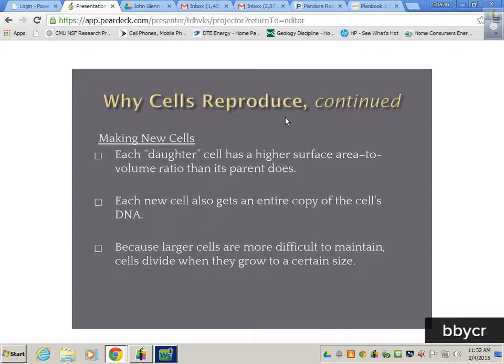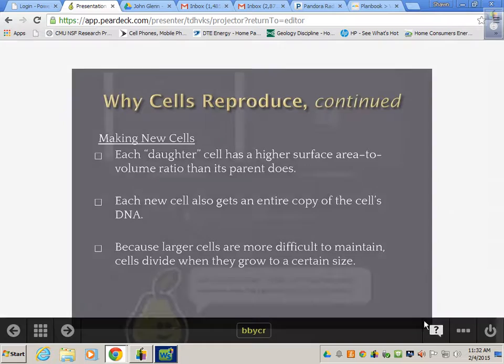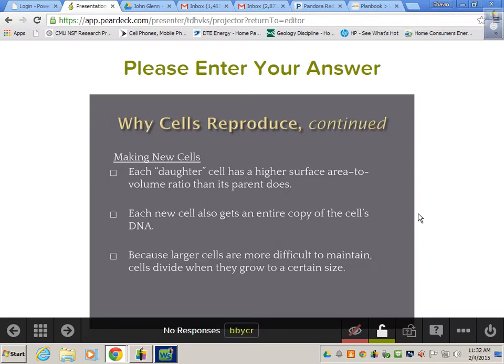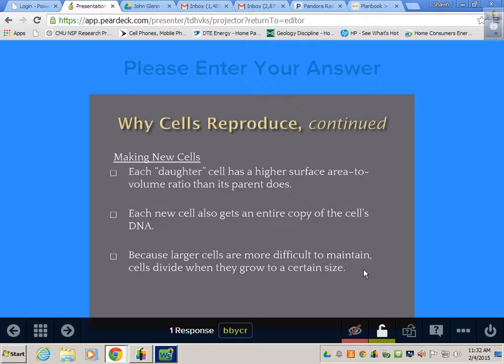So each daughter cell has a higher surface area to volume ratio than its parent. Why does each daughter cell have a higher surface area to volume ratio than the parent? Final answer in 5, 4, 3, 2.